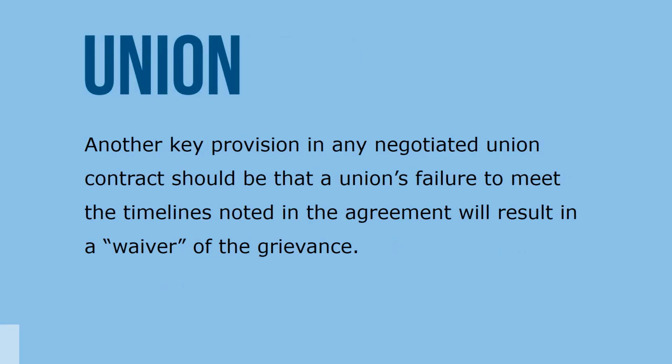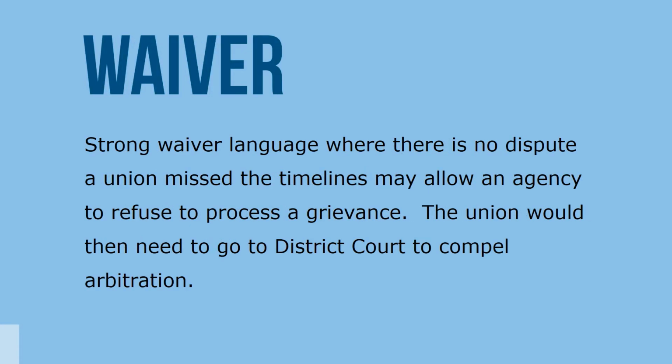Another key provision in any negotiated contract should be that the union's failure to meet timelines noted in the agreement will result in a waiver of the grievance. Strong waiver language, where there is no dispute a union missed the timelines, may allow an agency to refuse to process a grievance. In such an instance, the union will be forced to decide whether it wishes to attempt to go to district court on a motion to compel arbitration. In that setting, the union and the agency will attempt to convince a judge the grievance should or should not proceed to arbitration.